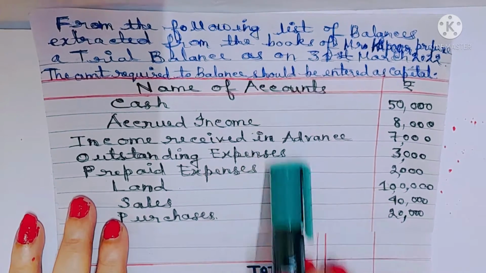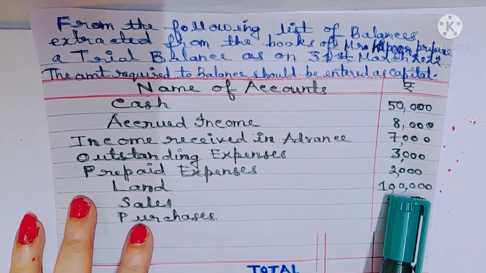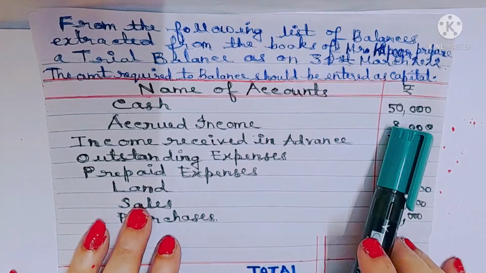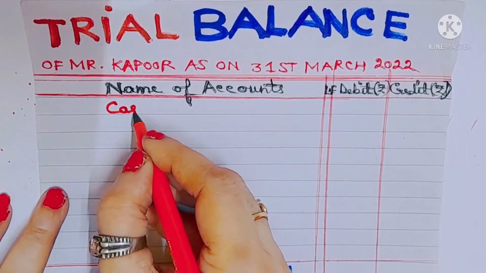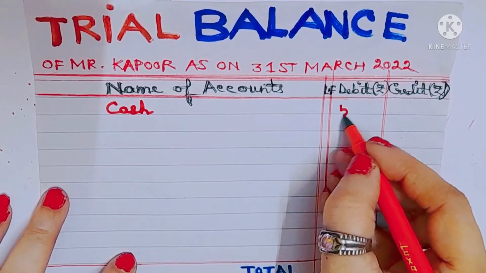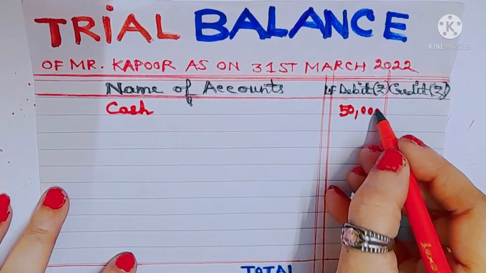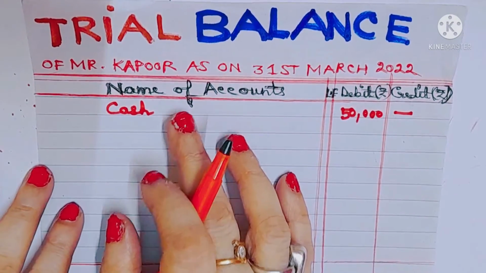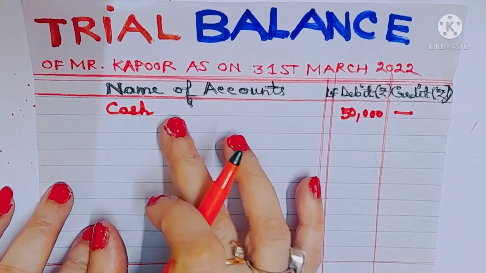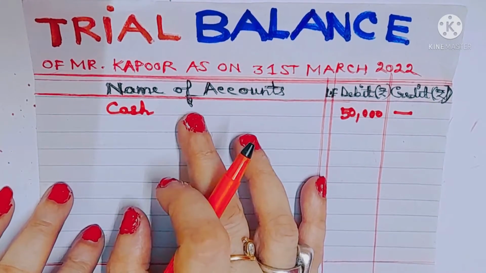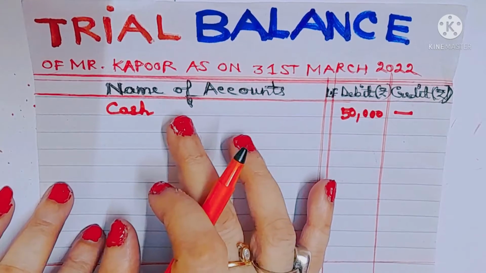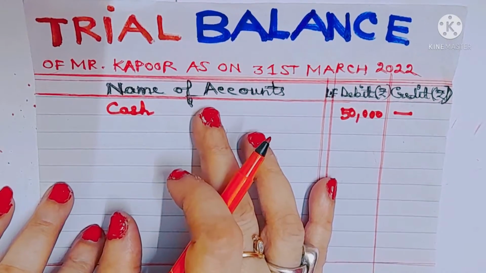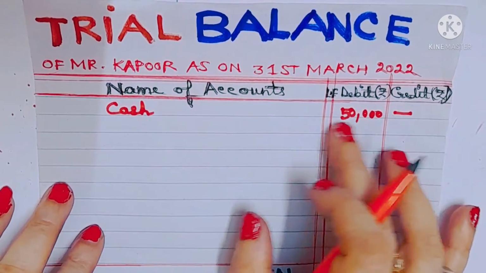Here the names of accounts are given and here the amounts are given. So the first account is cash, 50,000. Let's write. Cash is a debit balance and that is the reason we're writing 50,000 in the debit column. Why is cash a debit balance? Because cash comes under real account. According to real account, what comes in is debit. Here, from the business point of view, cash comes into the business. So cash account will be debited.